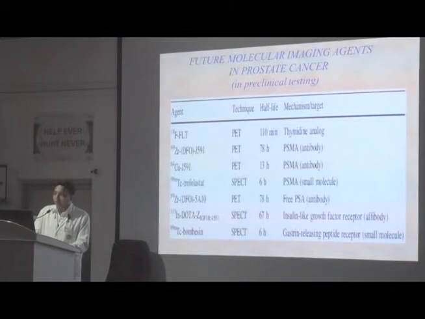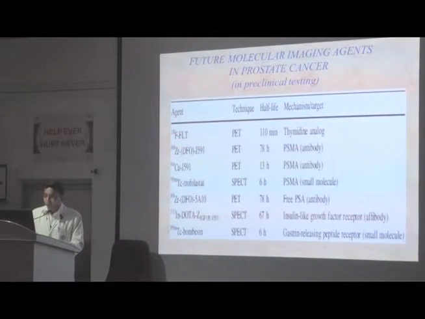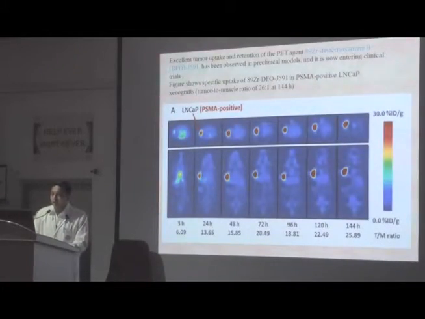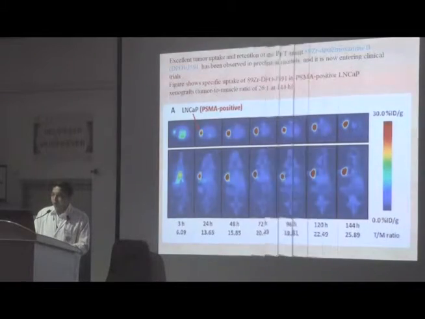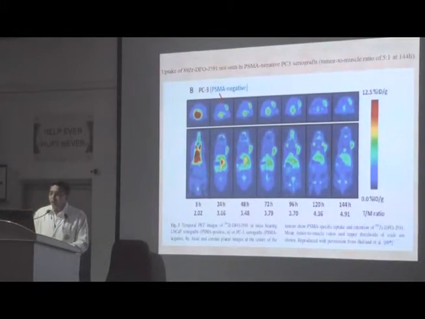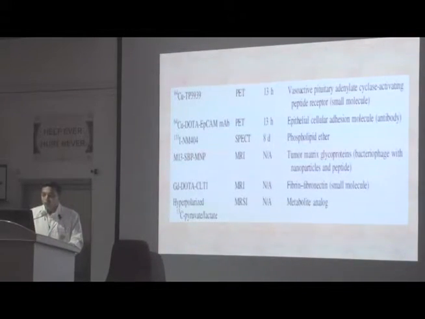These are the future molecular imaging agents in prostate cancer with the mechanism target, like 89Zirconium DFO J591. This is the study in which there is uptake, with the tumor to muscle ratio of the LNCaP PSMA positive from 3 hours to 144 hours. The study showed a ratio of 26 to 1, while in the case of the PC3 PSMA negative, the tumor to muscle ratio came down to 5.5:1 at the 144th hour. These are some more agents.